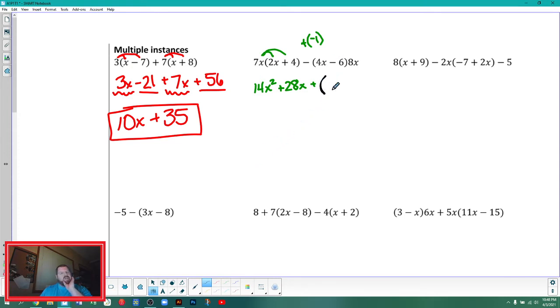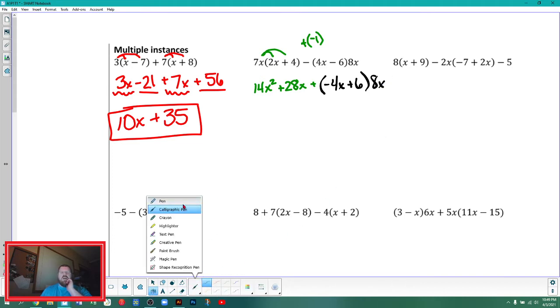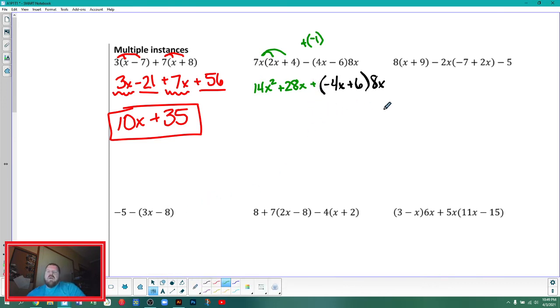So this will be a -1 times 4x, which will be -4x. -1 times 6 will be +6. And then I have that 8x on the outside. So now I'll go ahead and distribute that 8x in.